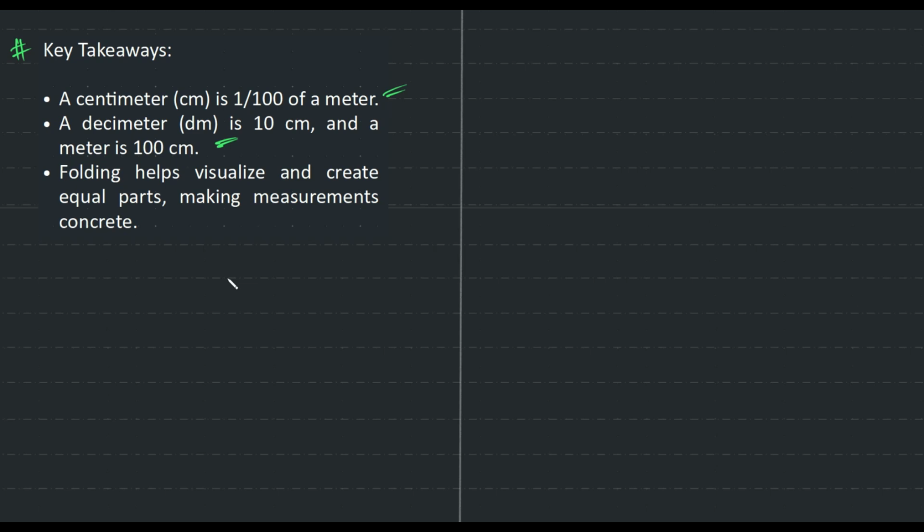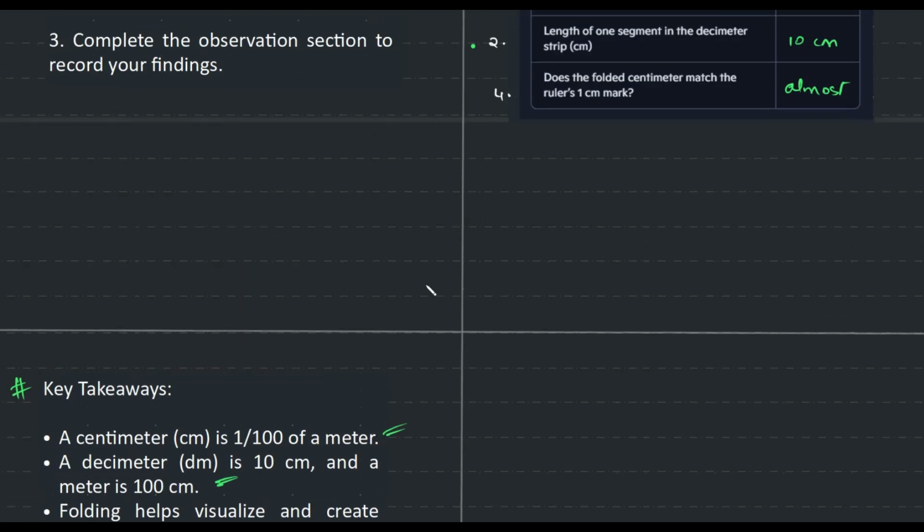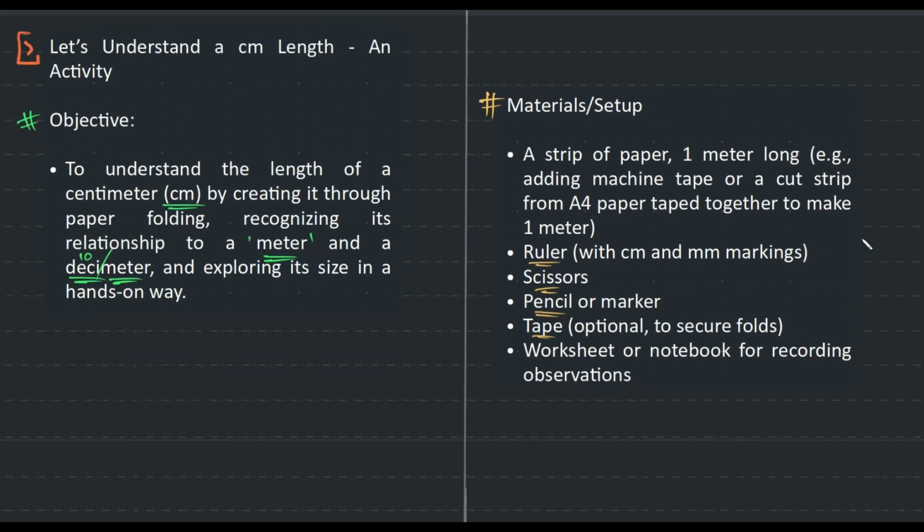Try doing it. Take a scale. You should do this. So folding helps visualizing and creating an equal part and making measurement concrete. I hope it happens to you guys. Yeah, you can pause and have a look.